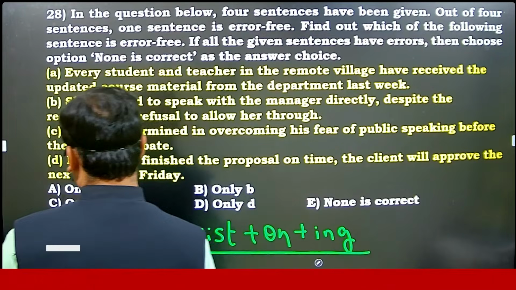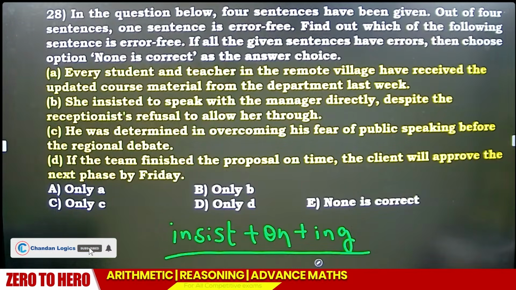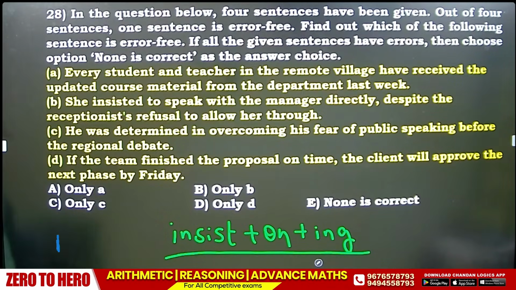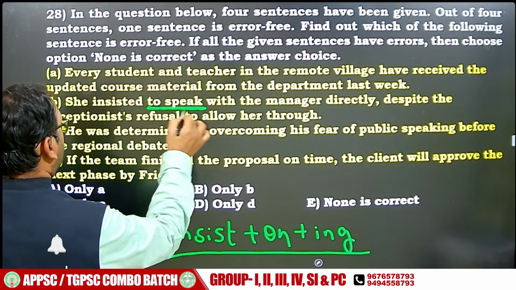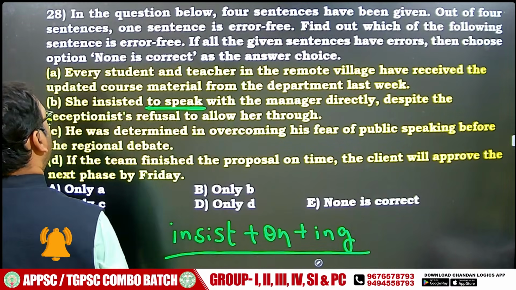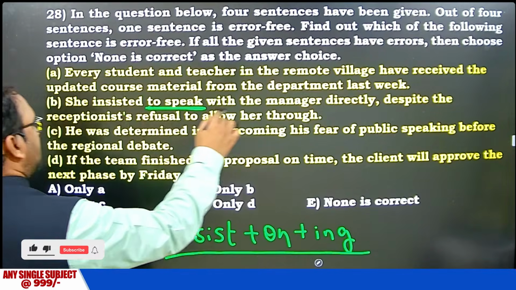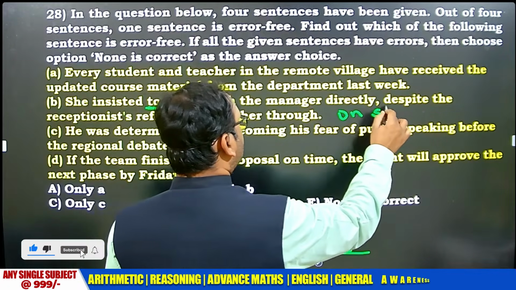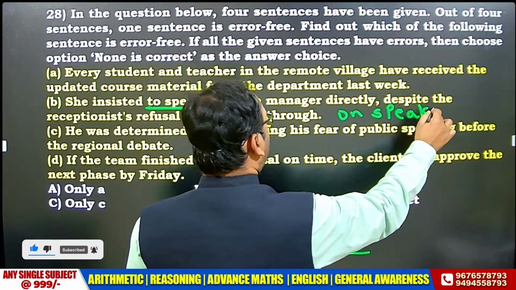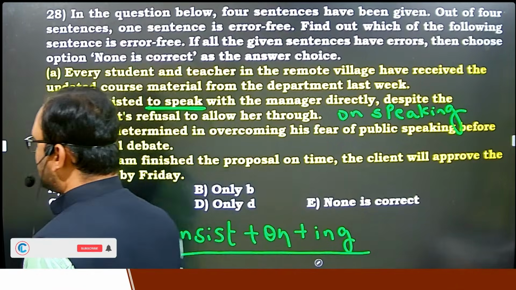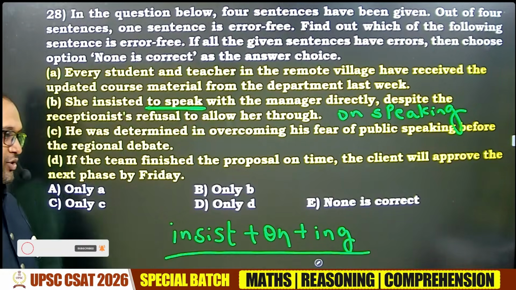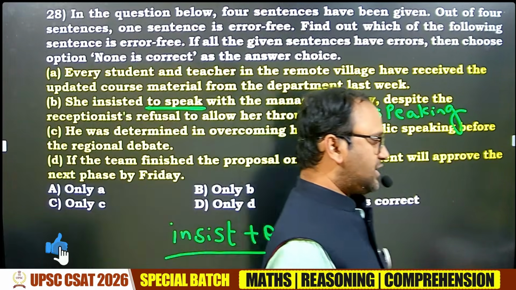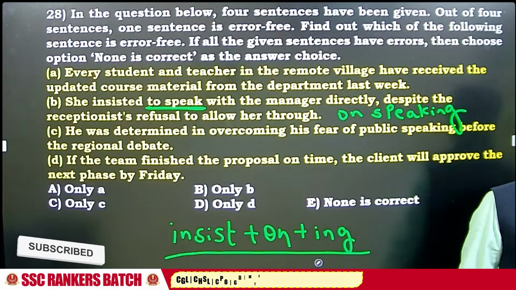That should follow gerund form. So whenever there is the case of insist, it is followed by the preposition on, followed by gerund form. So "She insisted to speak" is wrong. What should be there? "She insisted on speaking." "She insisted to speak" is wrong. "She insisted on speaking." Okay?